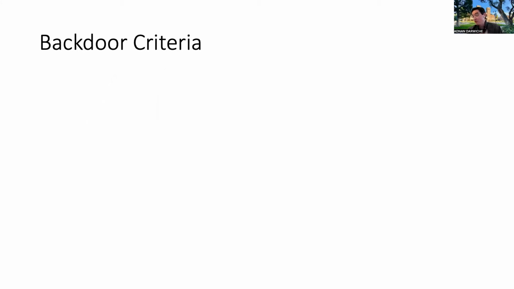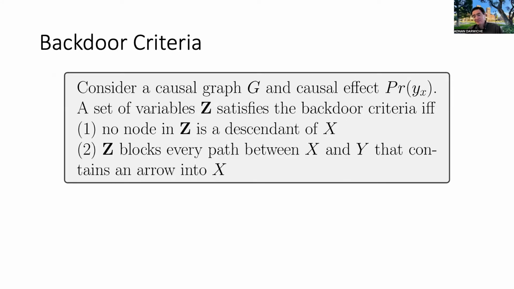Here it is. I'm going to show you the statement of the backdoor criteria. When I put it on the screen, it's going to look like too much, but it's actually pretty innocent. So here it is, and let's go over it. What's going on here is I have a causal graph. I'm interested in the causal effect of X on Y. And now I'm interested in finding a set of variables Z that satisfy the backdoor criteria.